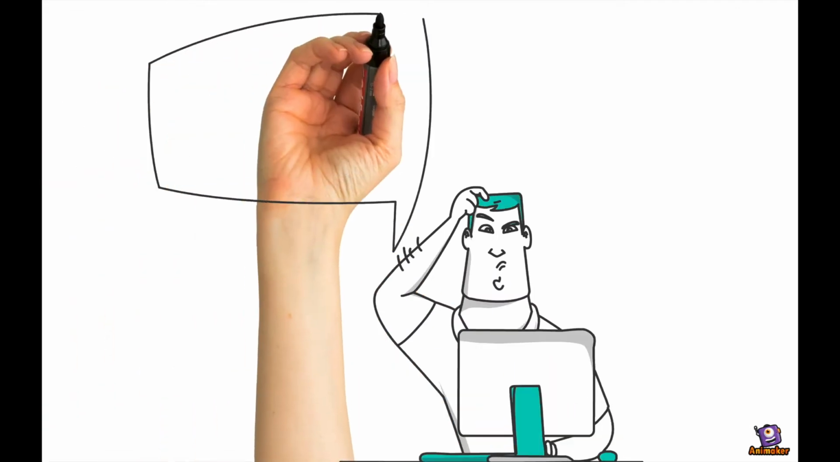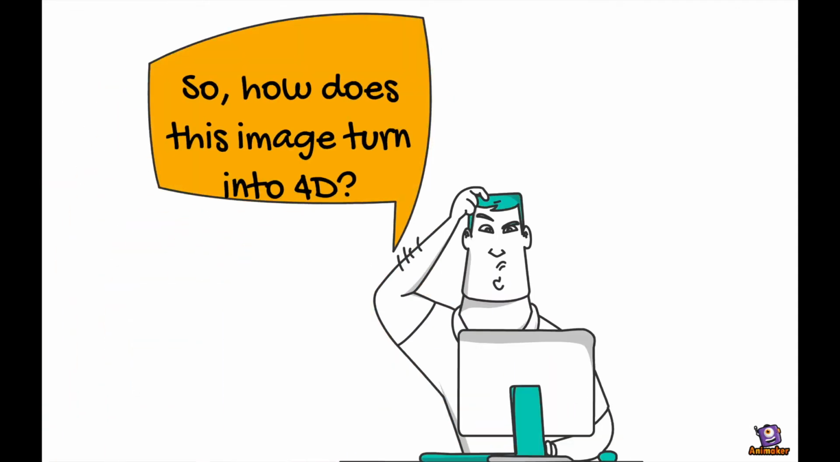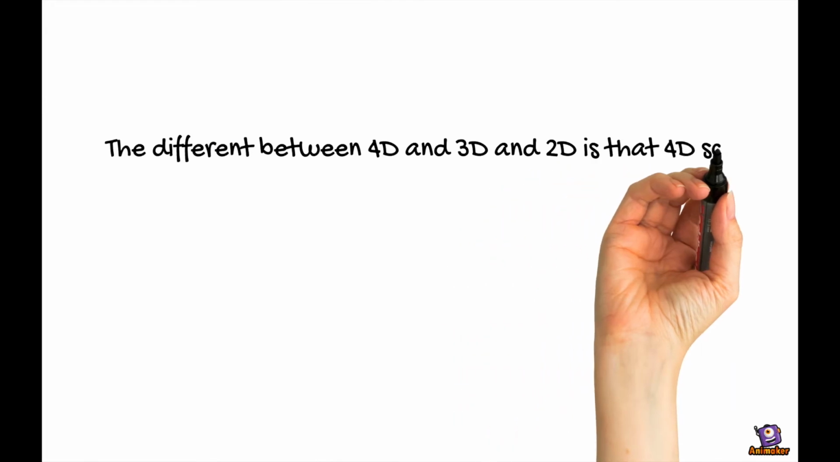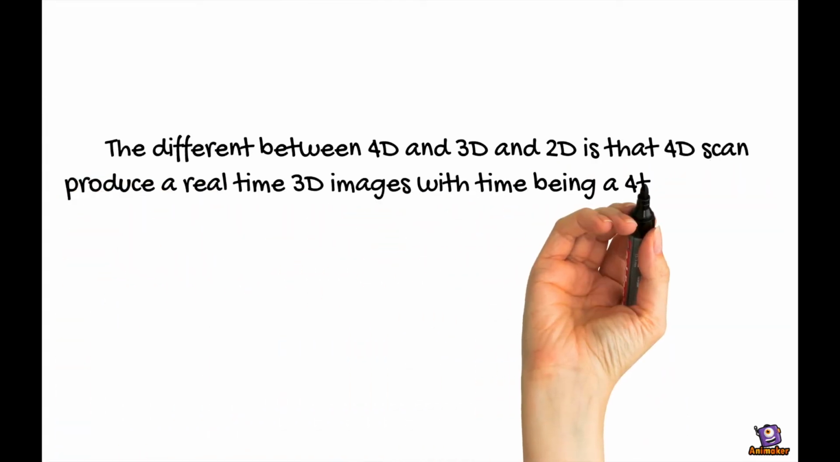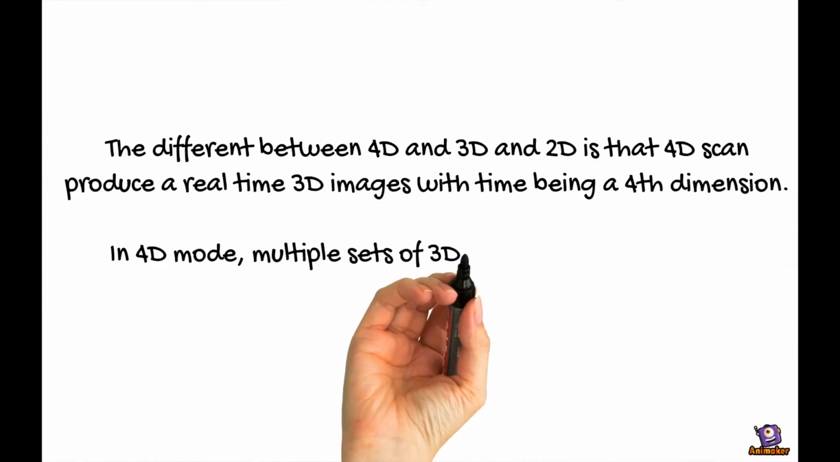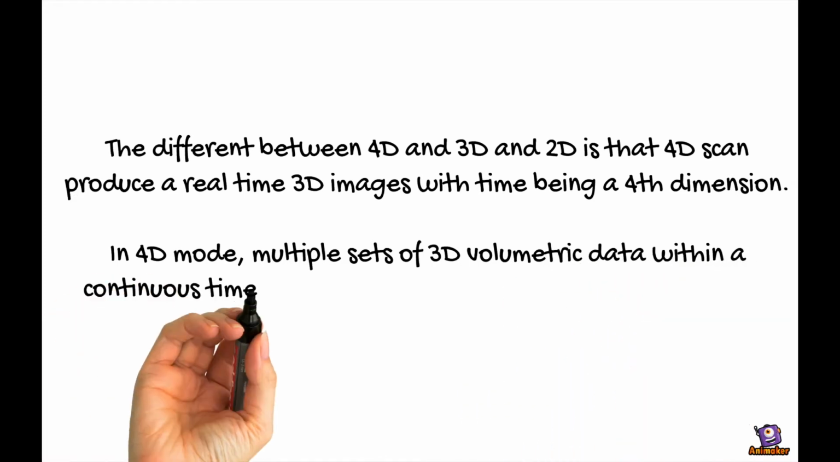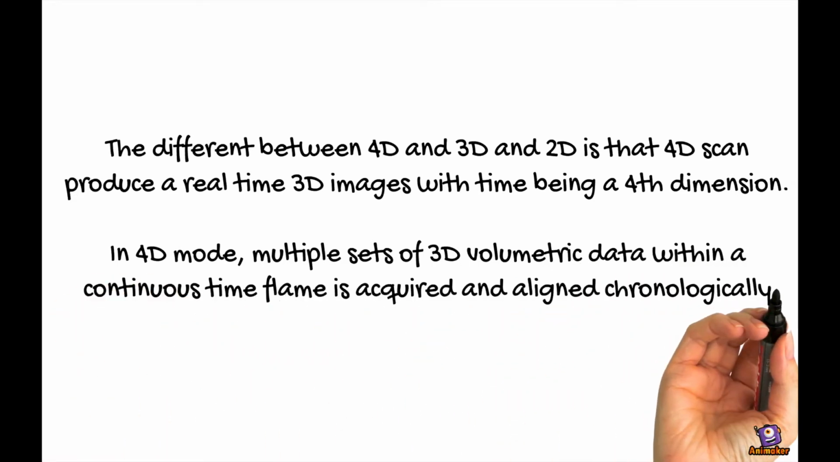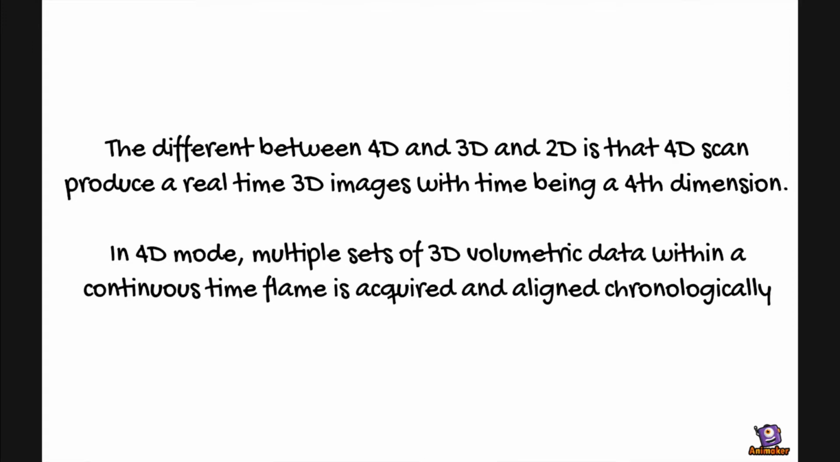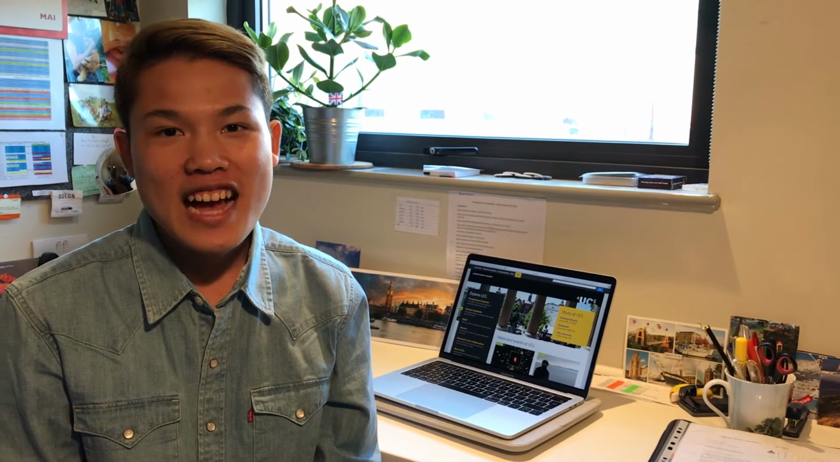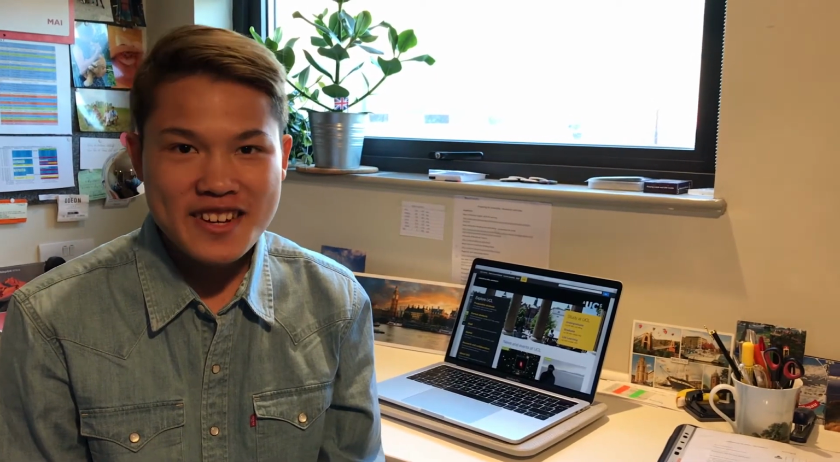So how does this image turn into 4D? A 4D scan produces real-time 3D images with time being a fourth dimension. In 4D mode, multiple sets of 3D volumetric data within a continuous time frame are acquired and aligned chronologically. Okay, now that you know how 4D ultrasound works, let's look at its application in a clinical setting.